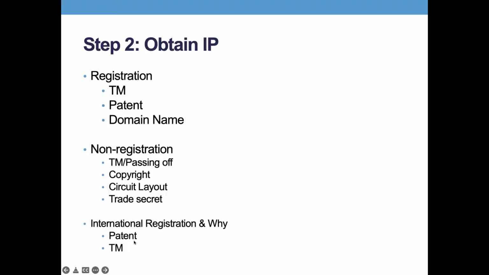Same with patent. If we register a patent in Australia, but we fail to register the same patent in other jurisdictions, we only get protection in Australia. It doesn't stop other enterprise competitors from infringing our rights in other countries. So that's related to obtaining intellectual property.